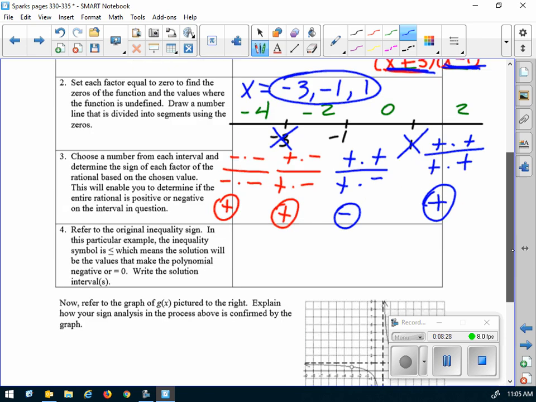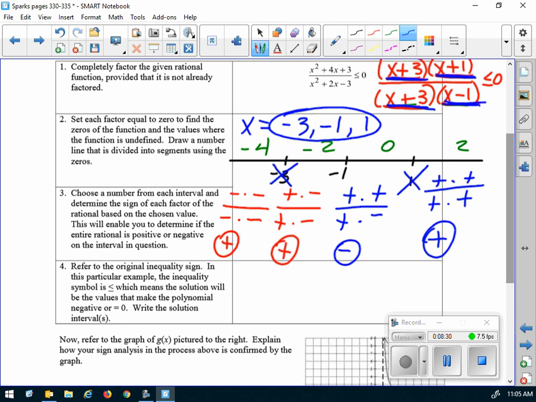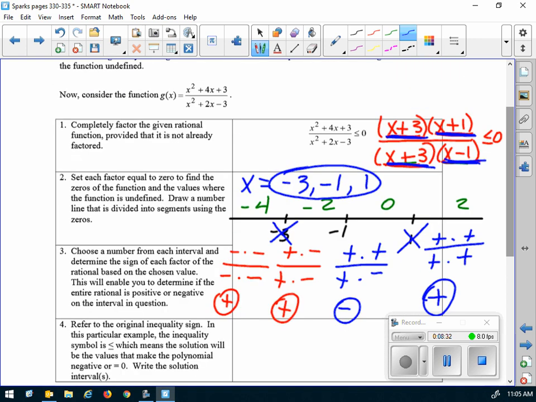Now let's go to step 4. Because if I let x equal negative 3, then I'm going to get 0 divided by 0, which is undefined. Remember, when we factor a common factor out of the numerator and denominator, I have a hole. So the function doesn't exist at that x value.